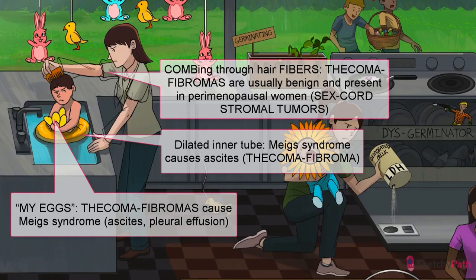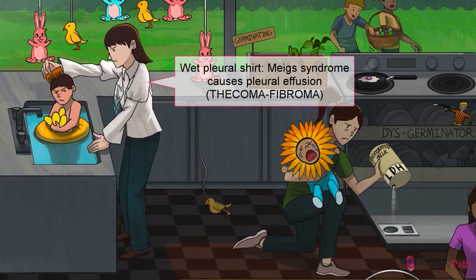Ovarian fibromas are famous because they're associated with Meigs syndrome. My eggs. No. My eggs. Meigs syndrome consists of the classic triad of ascites, ovarian tumor, and a pleural effusion.